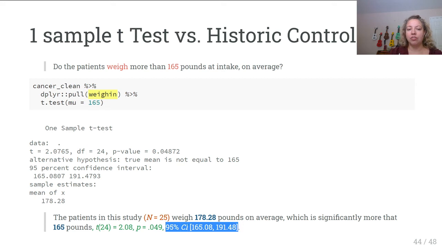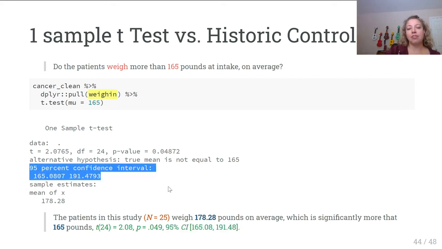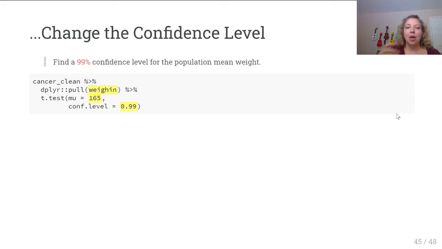For the confidence interval, we put 95% space, CI in italics, and then in square brackets, we put the lower and upper intervals with the comma between them. So that would be this middle part of our output, our 95% confidence interval. Now, by default, it's going to do a 95% confidence interval. If you want a different size confidence interval, you can change the default.